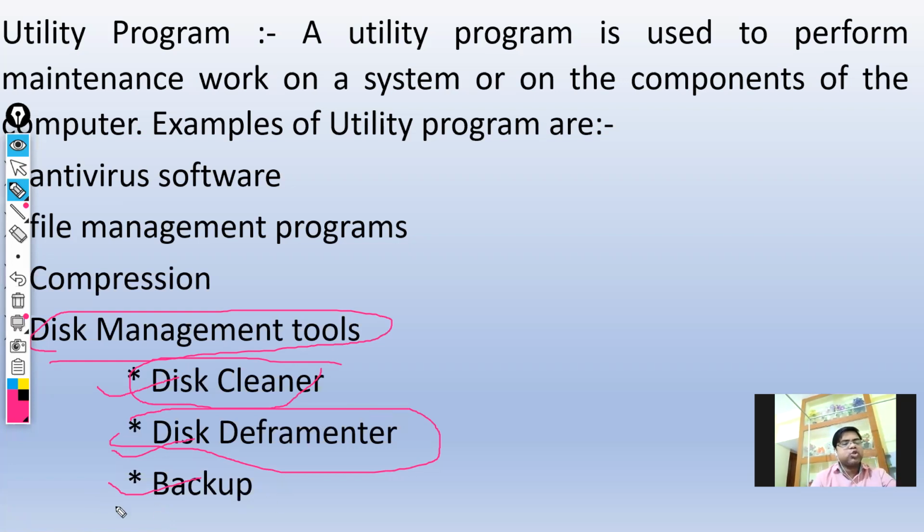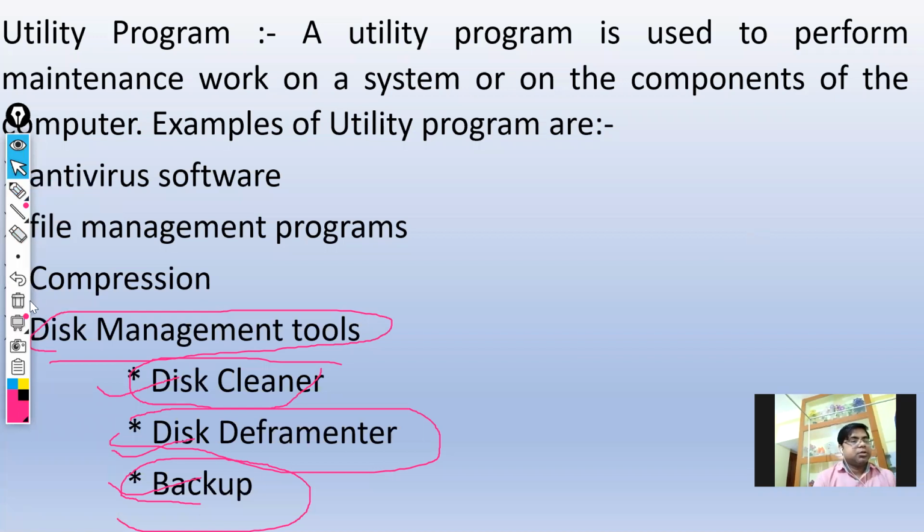Now the next one is the backup. Backup means, my dear, making a duplicate of the files and data stored on the computer. This program is used to take a backup copy of data in case the original data is lost. The backup data can be used. It can be taken externally also. You can have an external hard disk, and in that also you can take the backup, my dear.